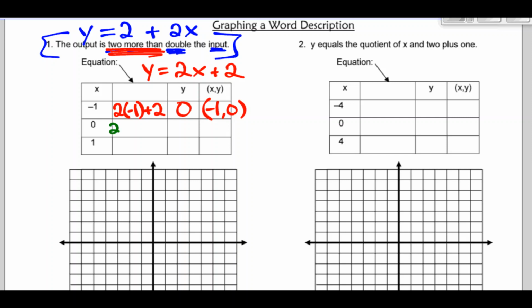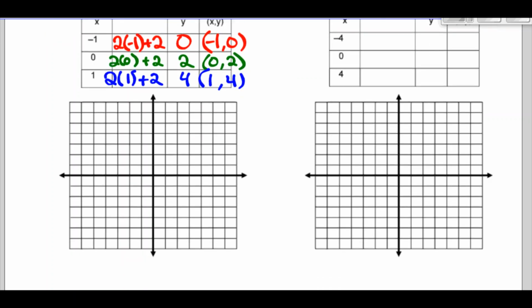When I plug in 0, 2 times 0 is just going to be 0, plus 2 is 2. The point 0, 2. And then I plug in 1, 2 times 1 is 2, plus 2 is 4. So 1, 4 is my third point on that line. Now I'm going to plot 1, 4, 1, 2, 3, 4, 0, 2, and -1, 0.